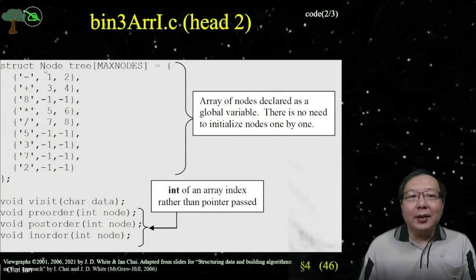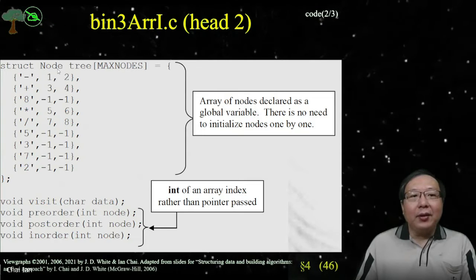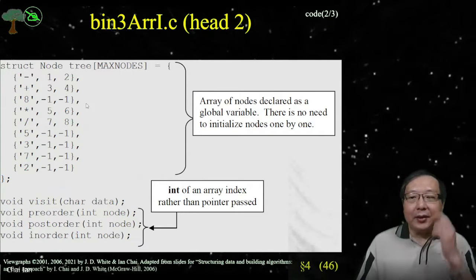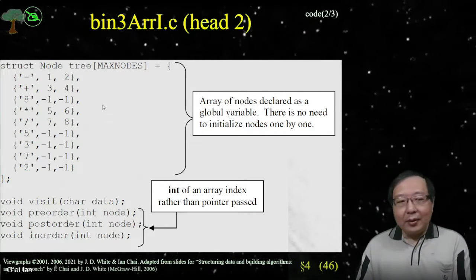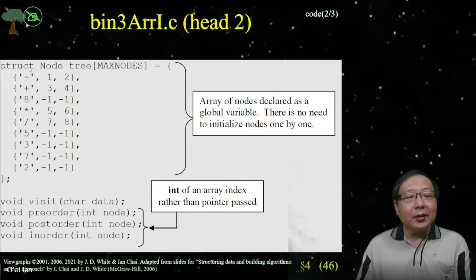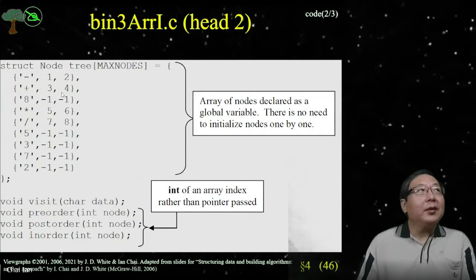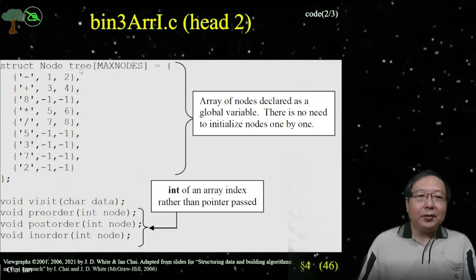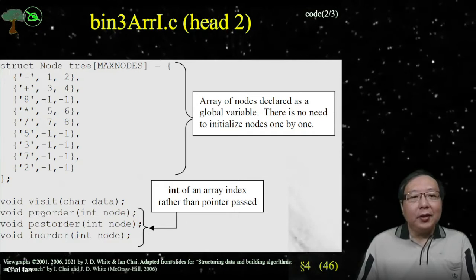Note that this is an array of records, just like we did array of records earlier. And again, in C++, you can actually leave out the word struct for the declaration. And for the declaration of the variable tree, the tree array variable, you can leave out the word struct.